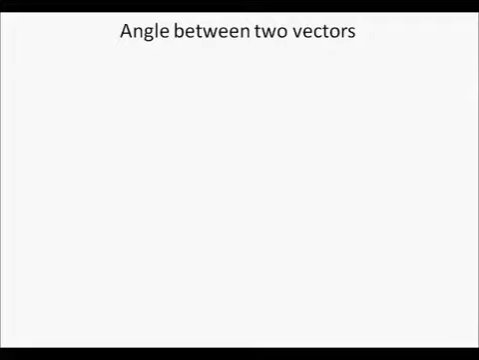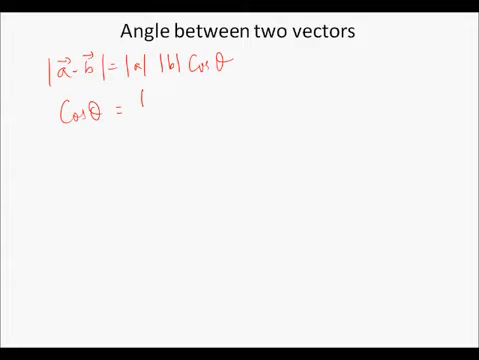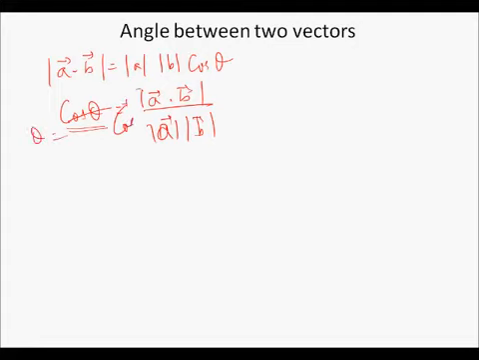Angle between two vectors: you know that a dot b is modulus a modulus b cos theta, right? So cos theta can be found by rearranging like this. Modulus of a dot b over modulus a modulus b will give cos theta, the angle between the two vectors a and b, or in fact you can write theta equals cos inverse of this. So the answer for this would be the angle between two vectors a and b.